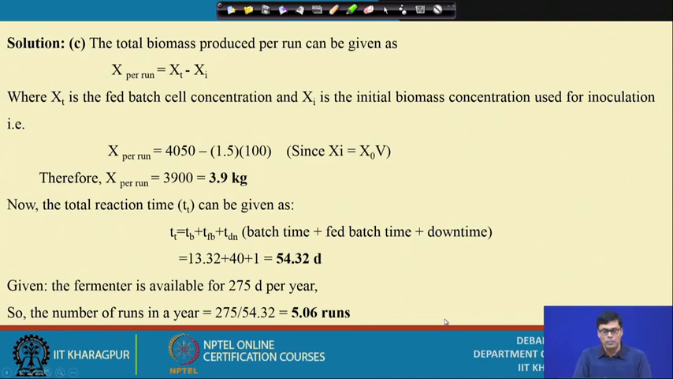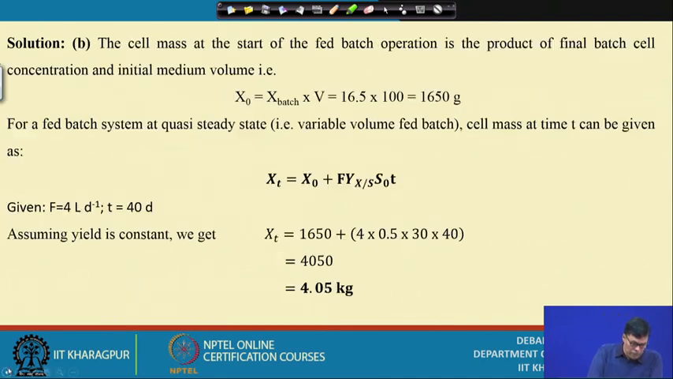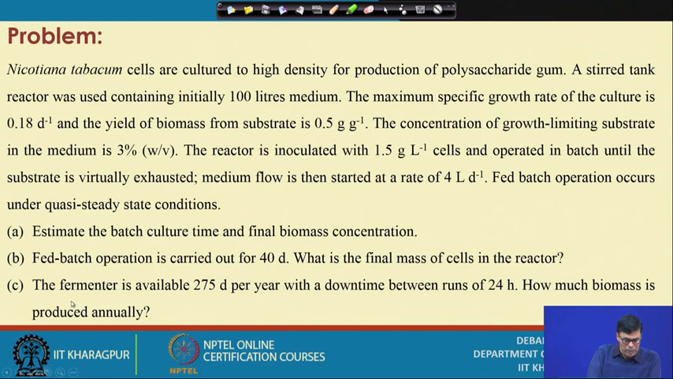Now, let us come to the second or third part of the problem. What is the third part of the problem? That the fermenter is available. Now, the fed batch operation is carried out for 40 days. So, what is the final cell mass? We consider T as 40 days, and we find out.